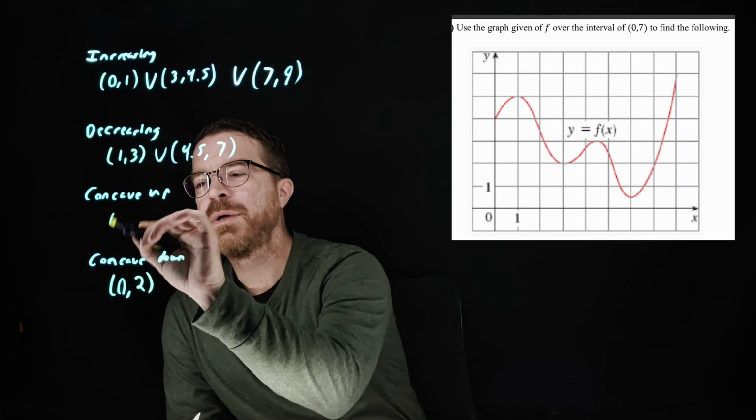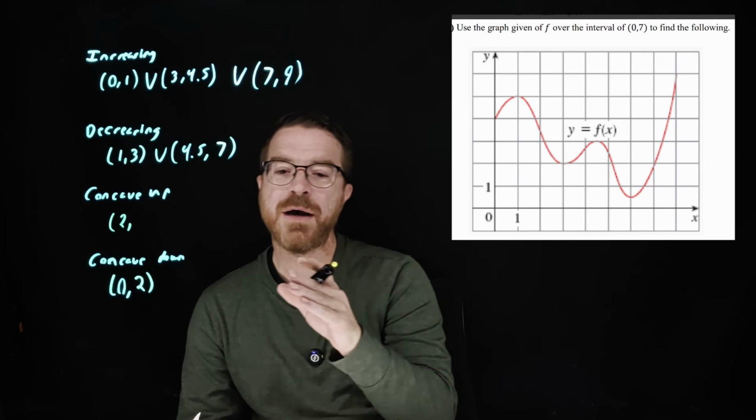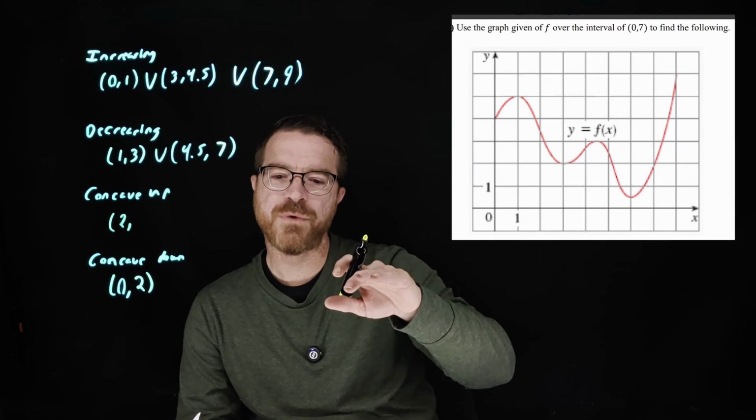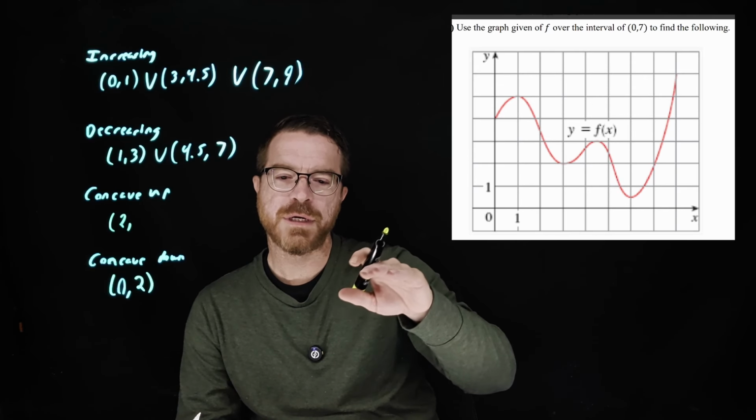Starting at 2, it's going to be now concave up, and it's going to be concave up until it looks like a little before 1, 2, 3, 4.